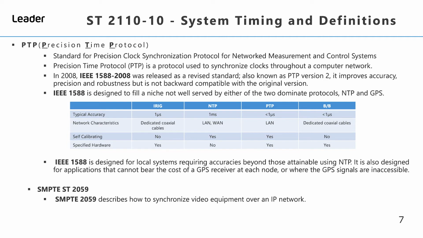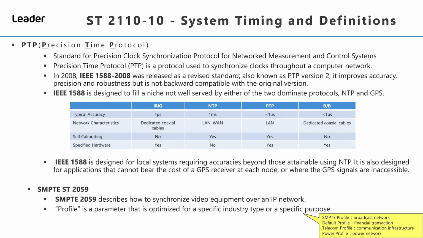SMPTE 2059 describes how to synchronize video equipment over an IP network. A profile is a parameter that is optimized for a specific industry type or a specific purpose, and the SMPTE profile has been optimized for broadcast networks. Uniquely determine video and audio phase at arbitrary time.